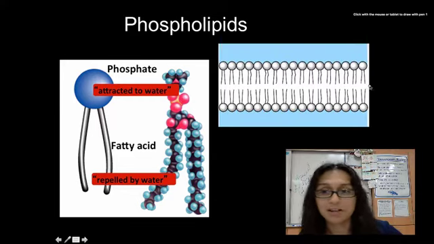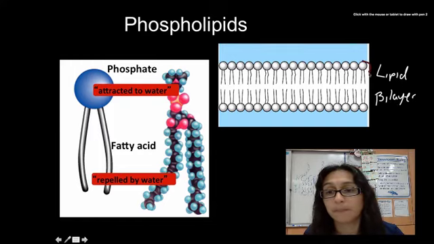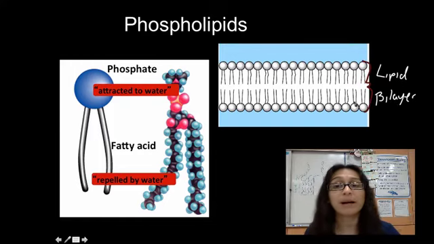So let me try that again. We have a lipid bilayer, and that is this structure here. So that's our lipid bilayer right there.